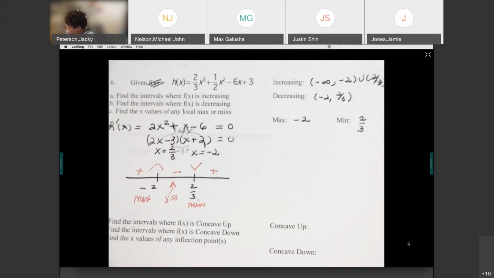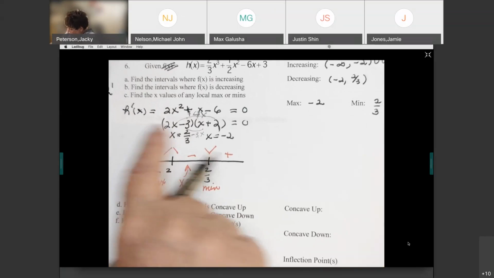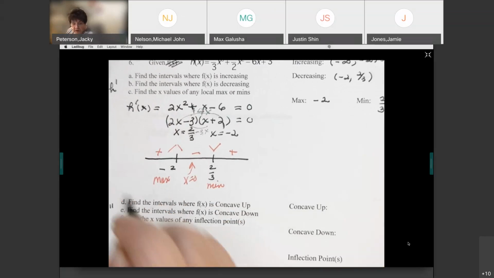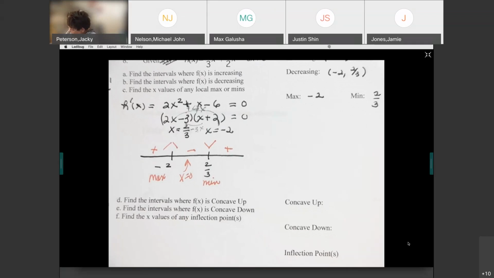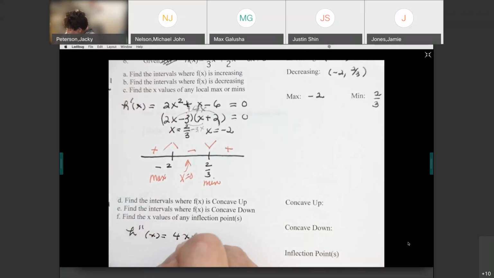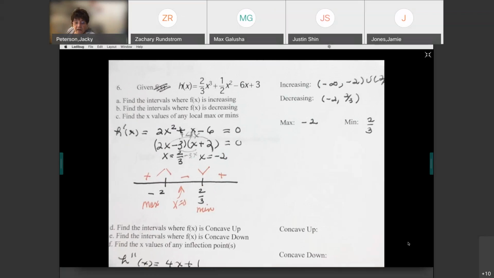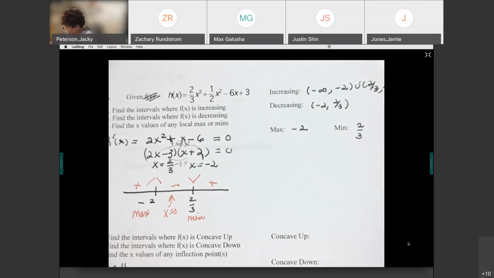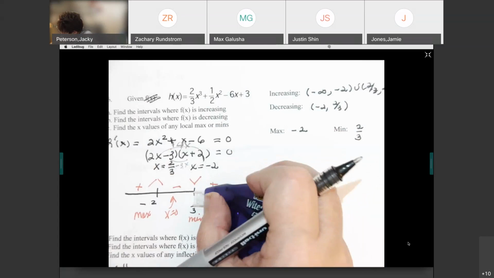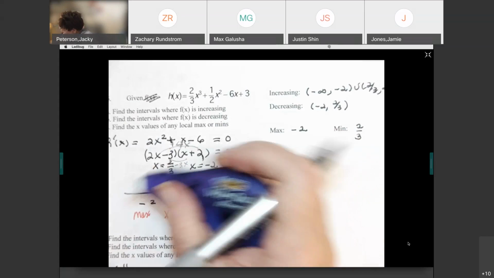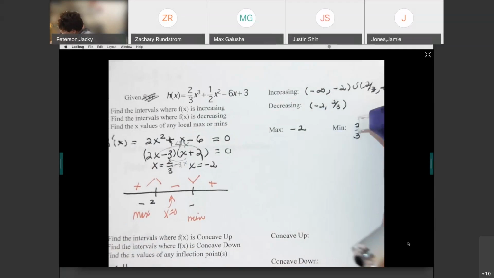Okay. Now, if I want to find concavity, that's H double prime. So here's H prime. H double prime of x is 4x plus 1. For the first one, isn't x 3/2? Or am I seeing this wrong? No, you're right. It's 3/2. Okay. That's my 2-3 thing. You know that. I even had typing problems with 2s and 3s last night.